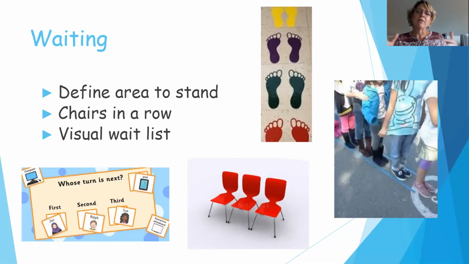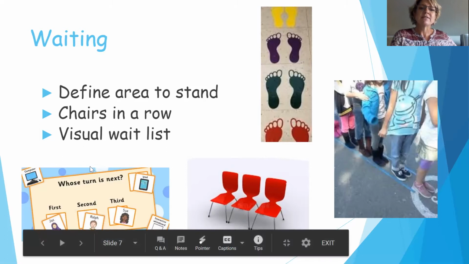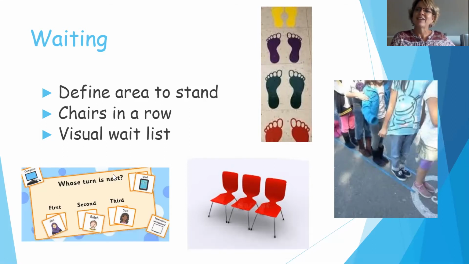But it gives them, again, that real clear definition of this is where I'm supposed to be. And when somebody gets up, then I move to the next chair. It makes it super clear for students. And we saw some examples of whose turn is it next? So there's a lot of different visual supports that you could do for that. If your student is not reading yet, you could do pictures of whose turn is it.